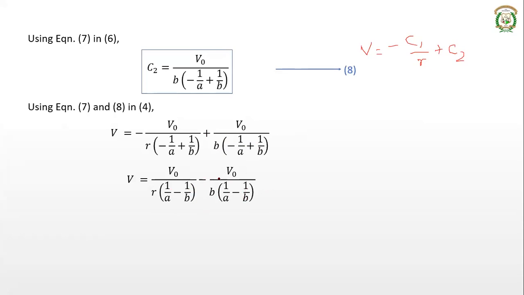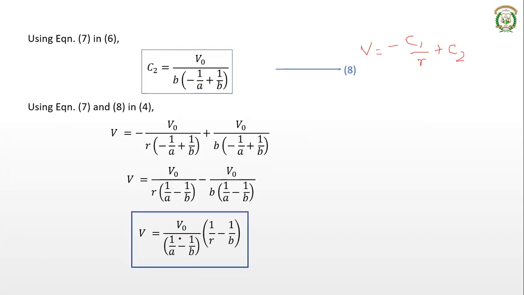Now, what is common among this? V0 divided by 1 by A minus 1 by B is common. And what is the factor? 1 by R minus 1 by B is the factor, right? So this is the expression for the potential at any point in between the two concentric spheres. That is V0 divided by (1 by A minus 1 by B) multiplied by (1 by R minus 1 by B).